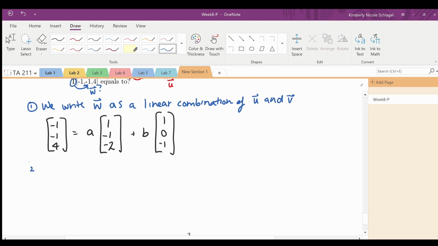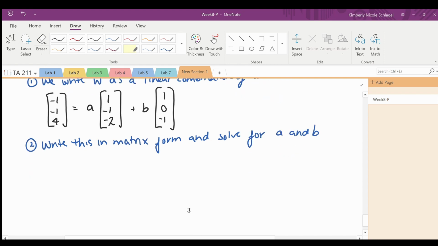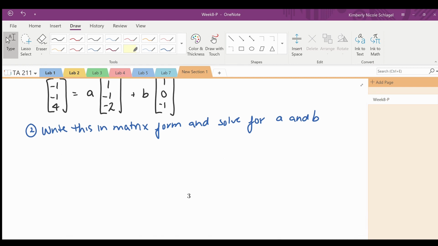Our second step is we write this in matrix form and solve for A and B. So in the second step we're just writing this in matrix form just like we're used to. We've done this many times before.